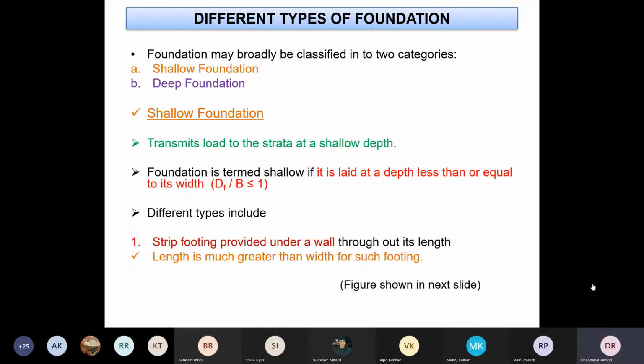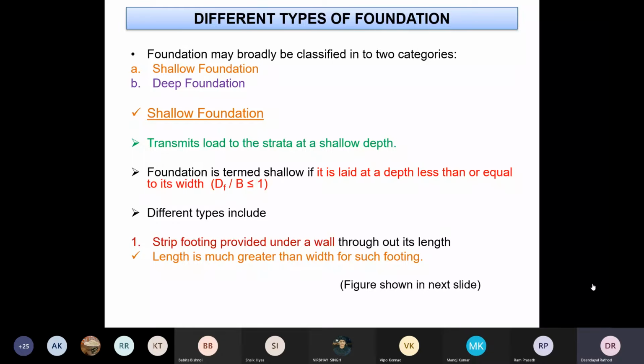So there are two types of foundation which are classified. One is the shallow foundation, and the second one is the deep foundation. The shallow foundation is where the depth is less than or equal to the width. So in the shallow foundation, there are so many types again. We have strip footing, we have isolated footing, and so on.